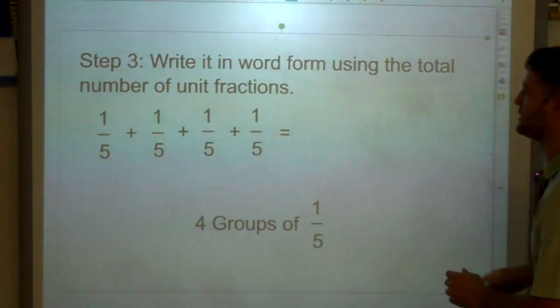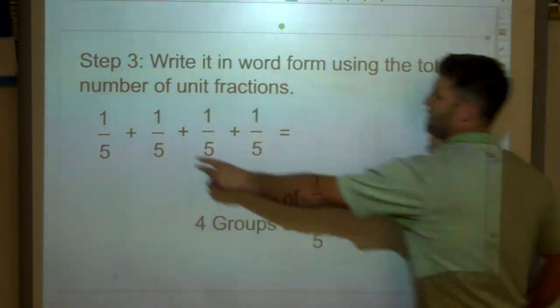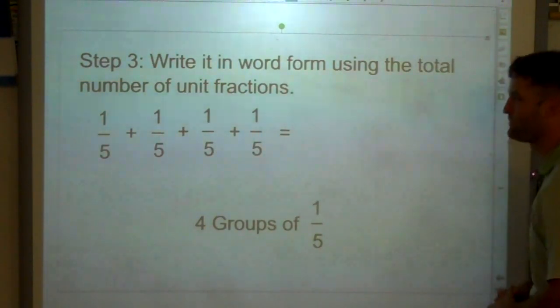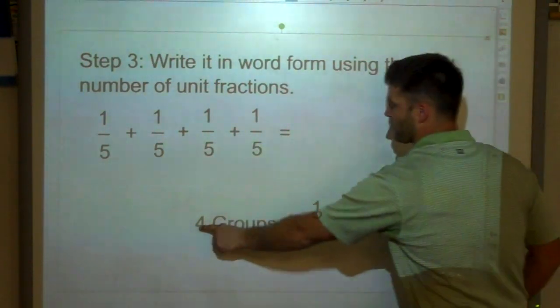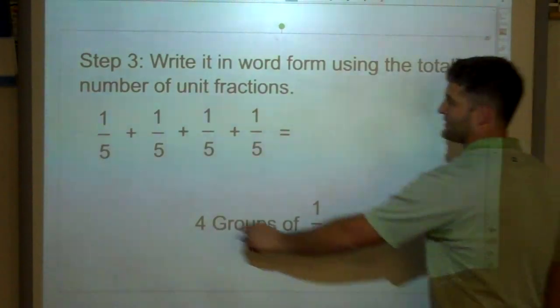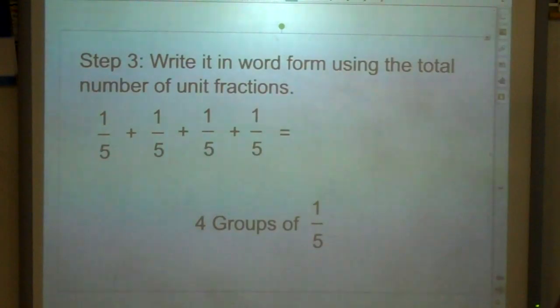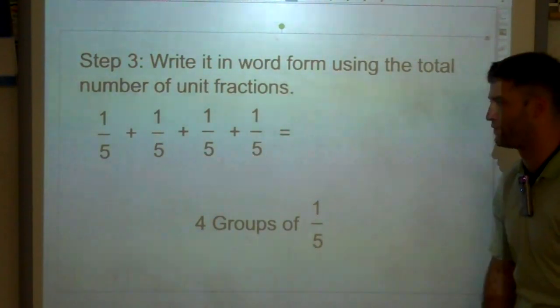Here we're looking at the total number of unit fractions, 1/5, 1/5, 1/5, and 1/5. We here have 4 groups of 1/5. So 1, 2, 3, 4. Those are 4 groups of 1/5. So step 3, I want to write it in word form.